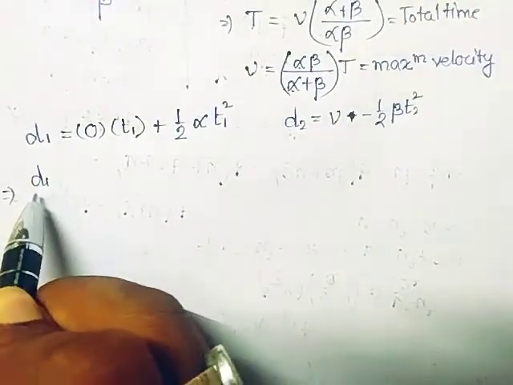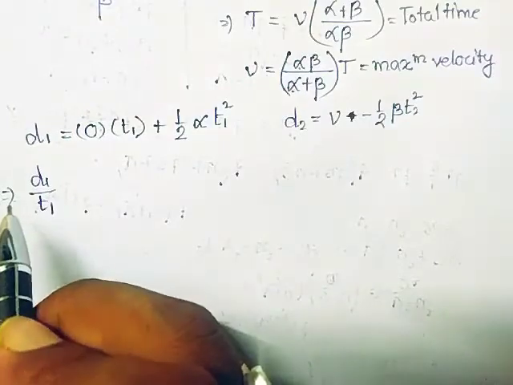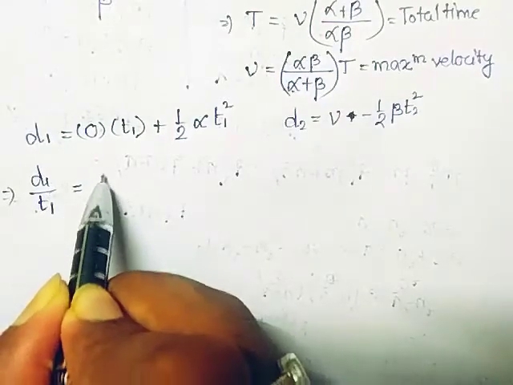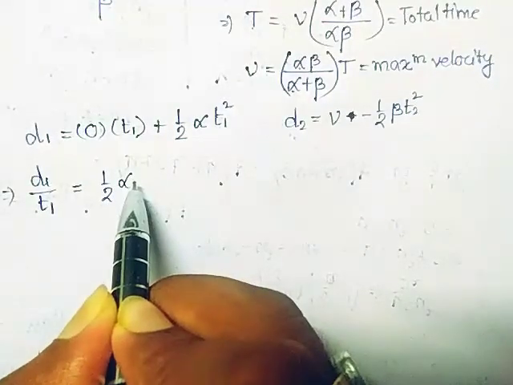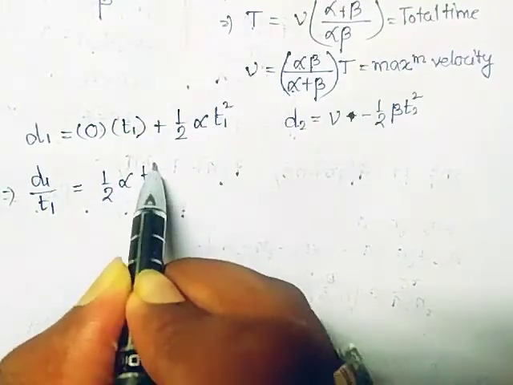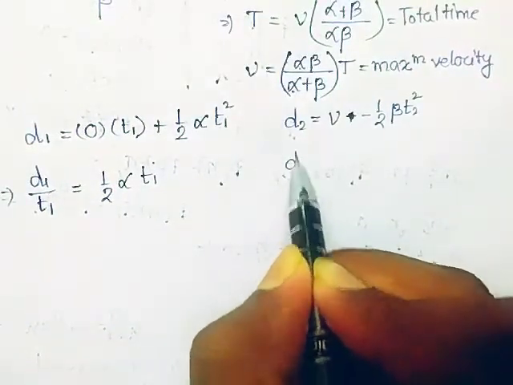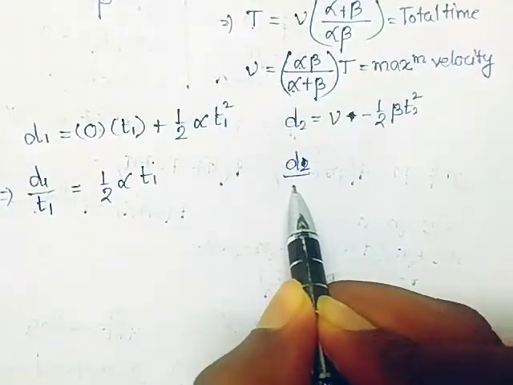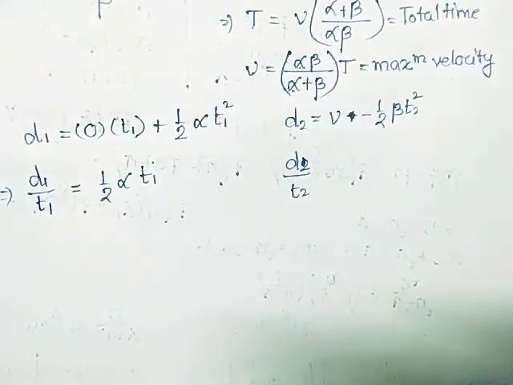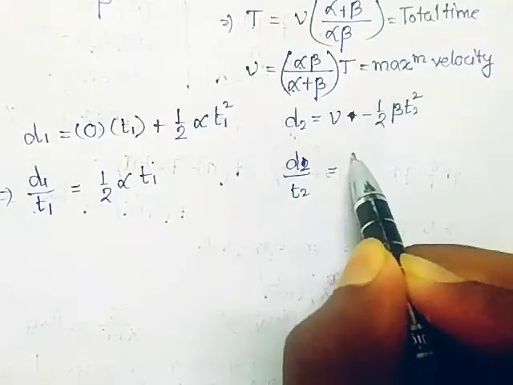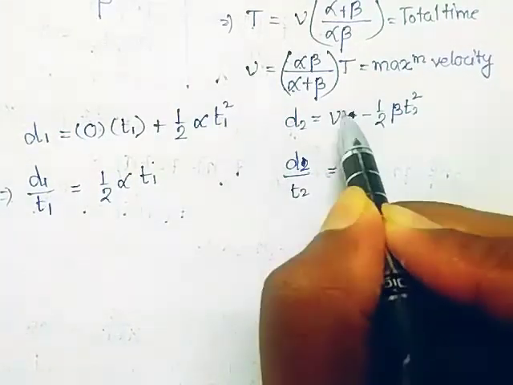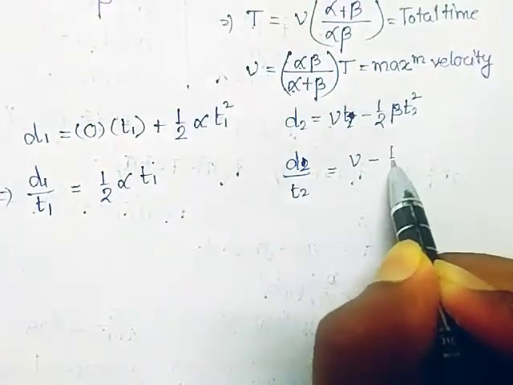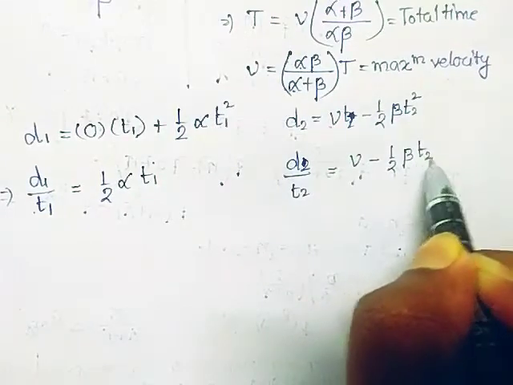From it we can write d1 divided by t1 equal to 1 by 2 into alpha t1, and here d2 divided by t2 is equal to v, sorry, here it should be v t2, I forgot that, initial velocity into time, minus 1 by 2 into beta into t2.